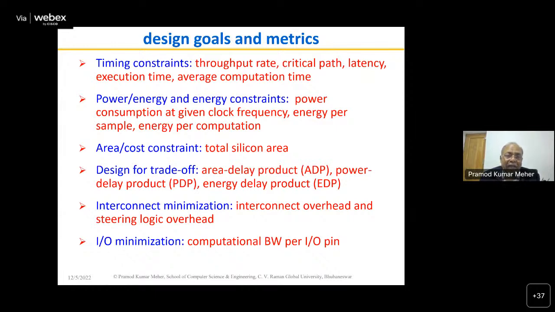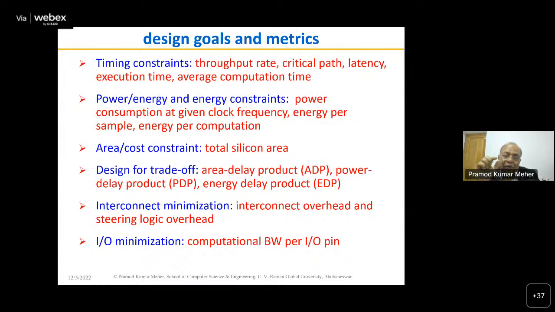Accordingly, we can design the circuit, or we may intend to reduce the power consumption, or we may like to reduce the energy per sample or energy per computation. And our goal may be to reduce the overall area as well as the cost, because cost is related to area generated. Very often we go for a trade-off, either area delay product, power delay product, or energy delay product.